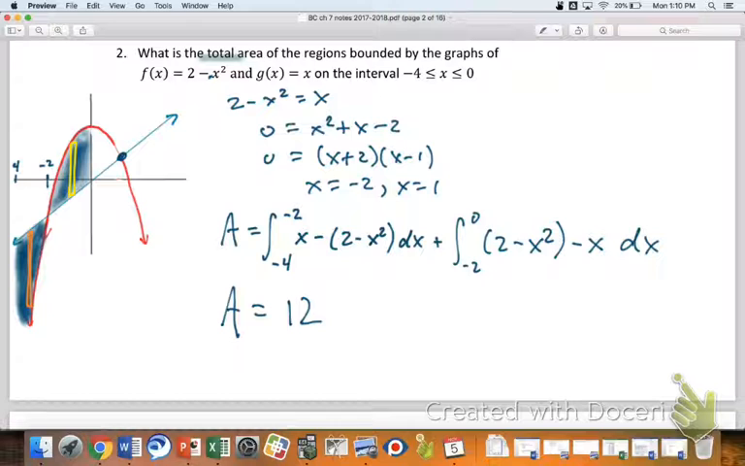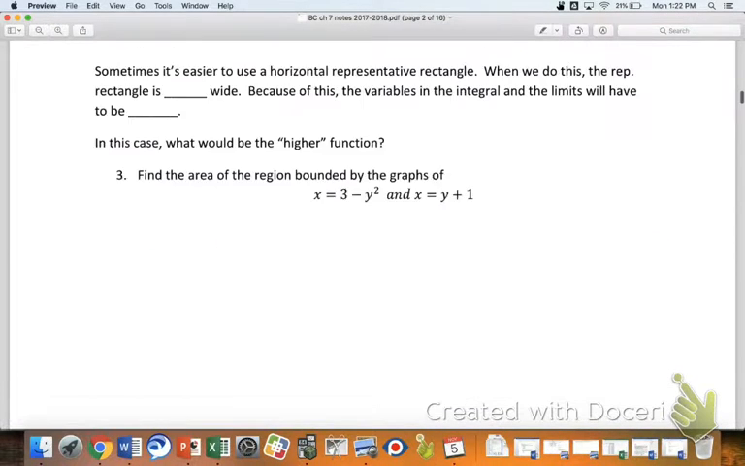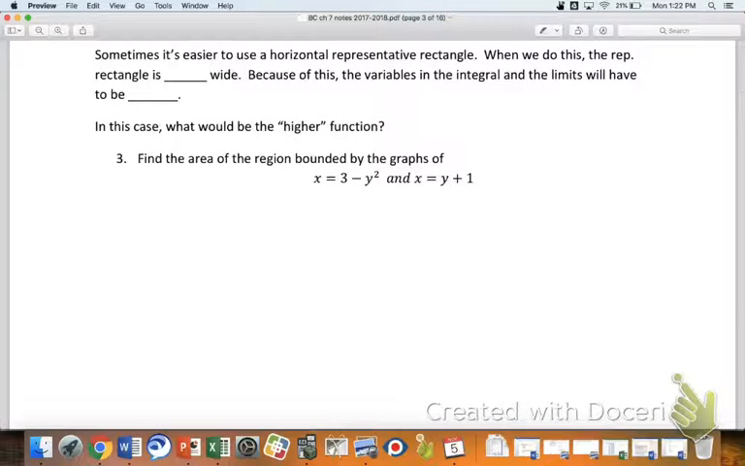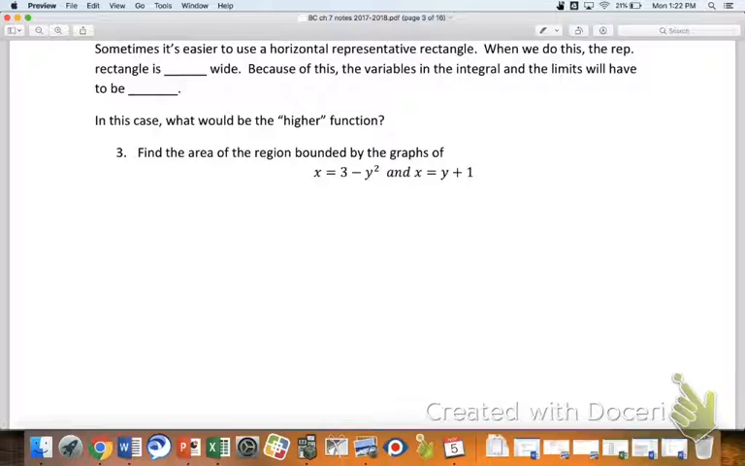Okay, fair enough. Thank you. So let's take a look at number 3. I think we only have 2 more. All right, so number 3, this sometimes is a challenge. So I put a little note here. Sometimes it's easier to use a horizontal instead of a vertical representative rectangle.